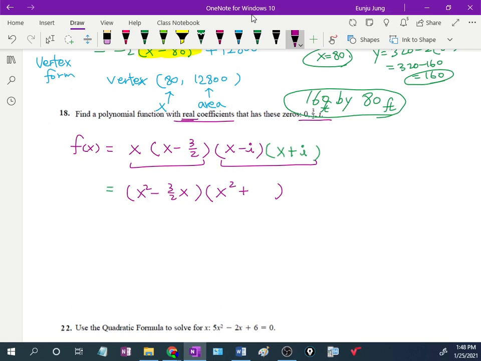Sum of two squares, right? x squared plus ix minus i squared. These two cancel out. i squared is -1. Negative of -1 is +1. So a sum of two squares can be factored with imaginary numbers, right? So that's it.